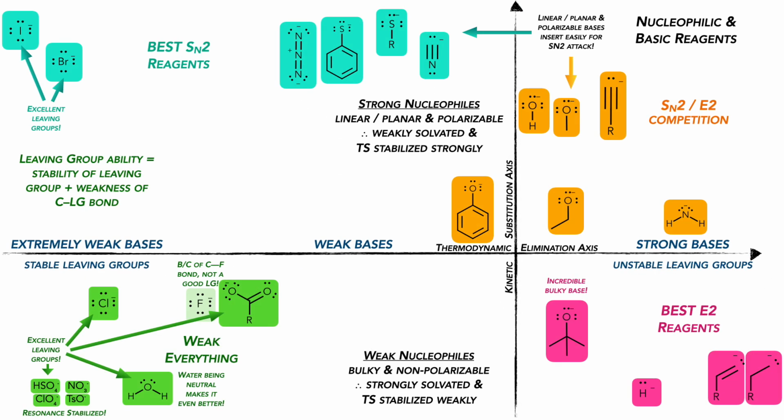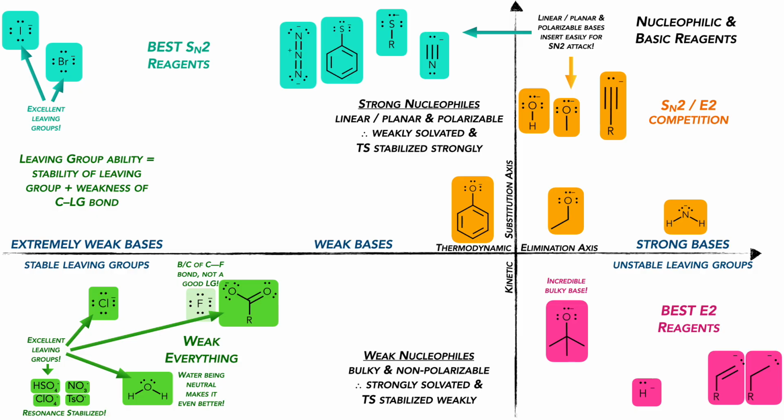And now we're ready to bring both thermodynamic and kinetic axes together. Across the horizontal axis, we move from weak bases on the left to strong bases on the right. But across the vertical axis, we move from weak nucleophiles at the bottom to strong nucleophiles at the top. Starting at the top left, we have strong nucleophiles but weak bases.